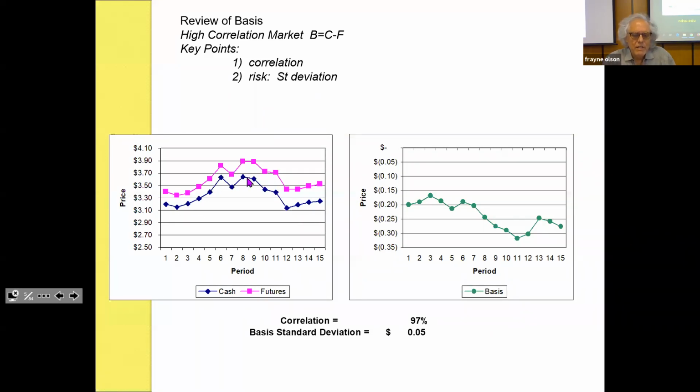The idea is that cash and futures are substitutes for each other. If one goes up and down, they'll both go up and down together. So this is a correlation of 0.97, which is a very high correlation. And that would say that hedging is a pretty good thing because the correlation is pretty high. Or another way to think about it is the standard deviation, which in this case is 5 cents, which says there's not very much risk in that particular market scenario.